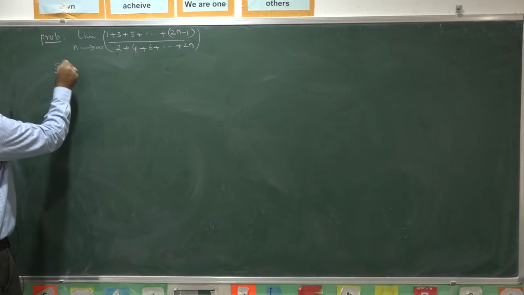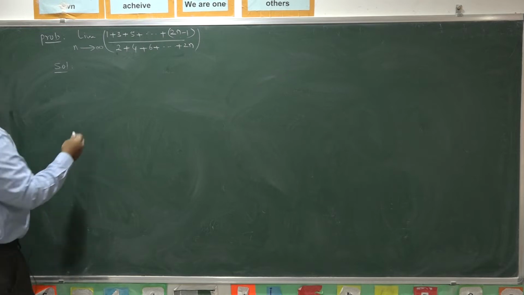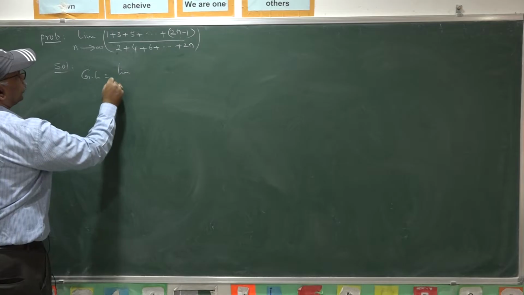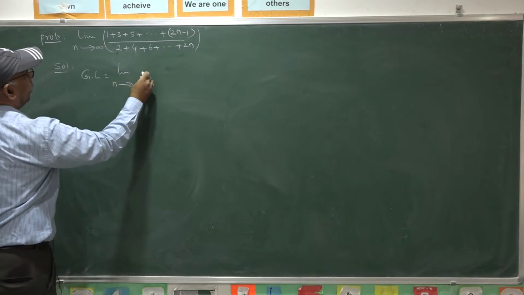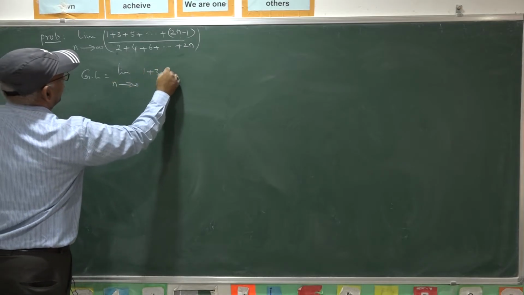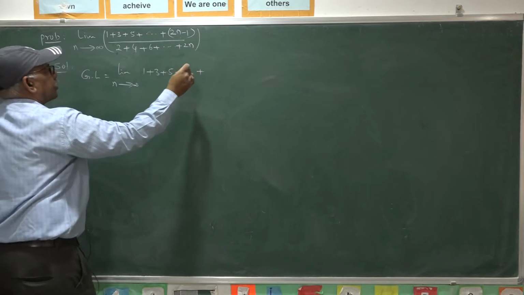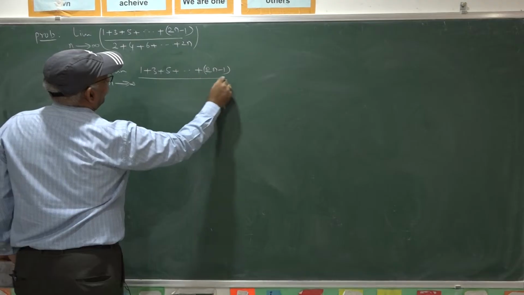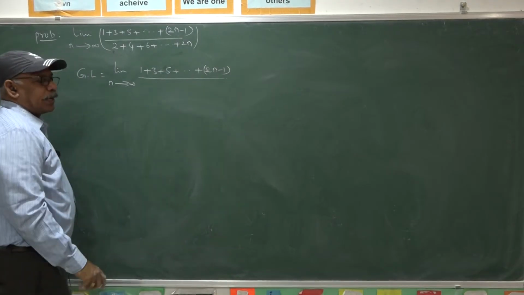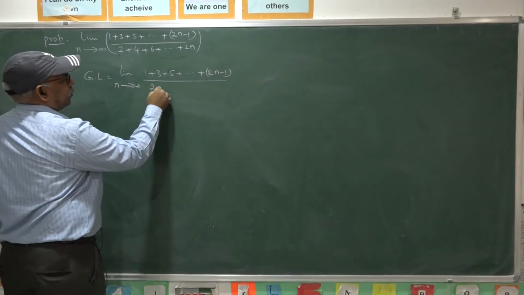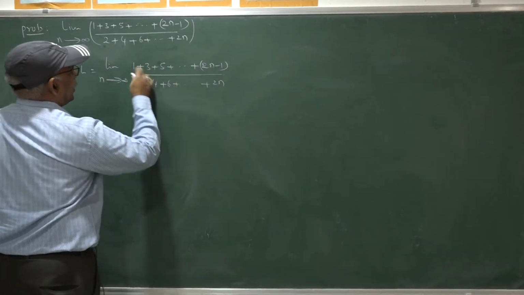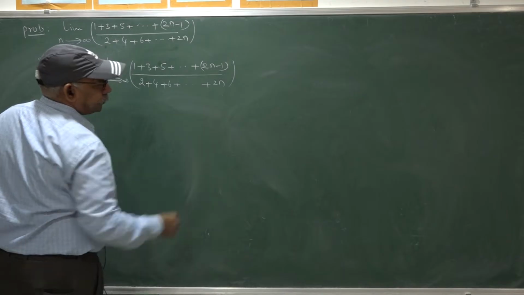Now coming to the solution of this one. The given limit is limit as n goes to infinity of 1 plus 3 plus 5 and so on, n terms, 2n minus 1, that is, the sum of the first n odd natural numbers by the sum of the first n even natural numbers.